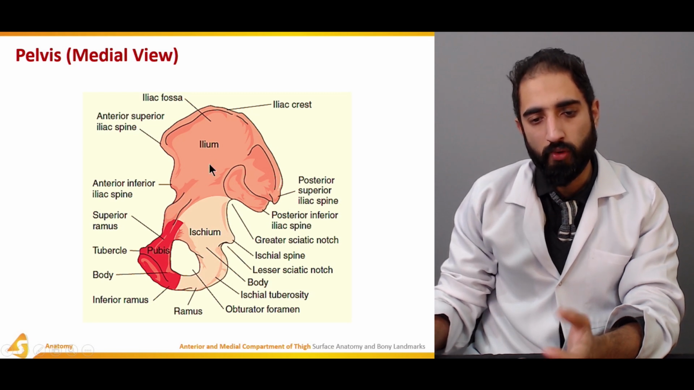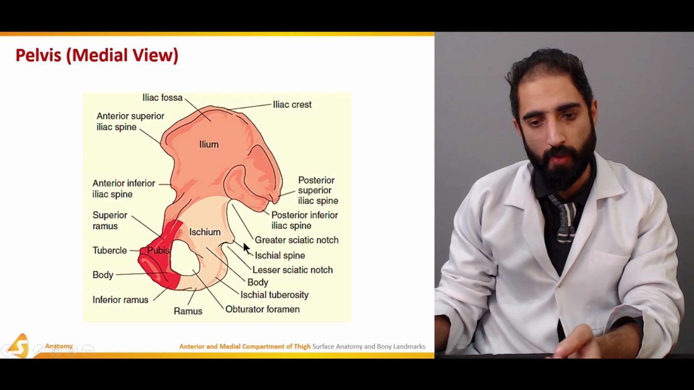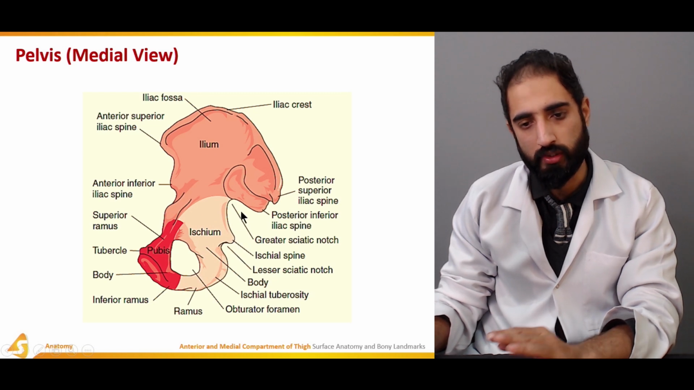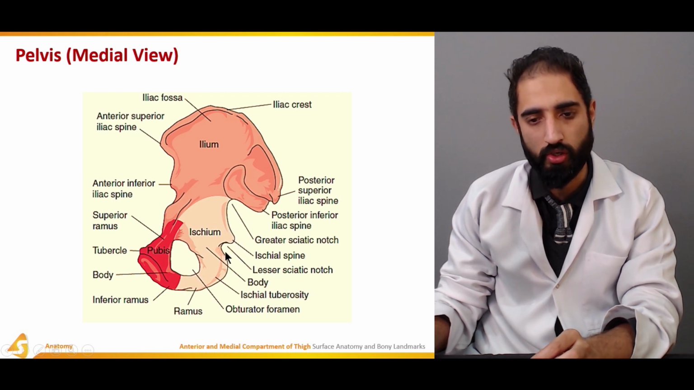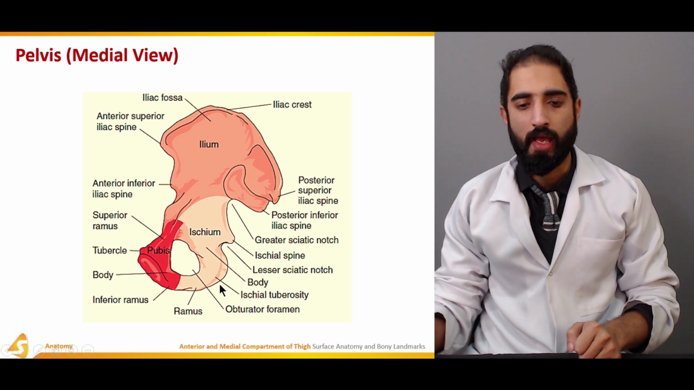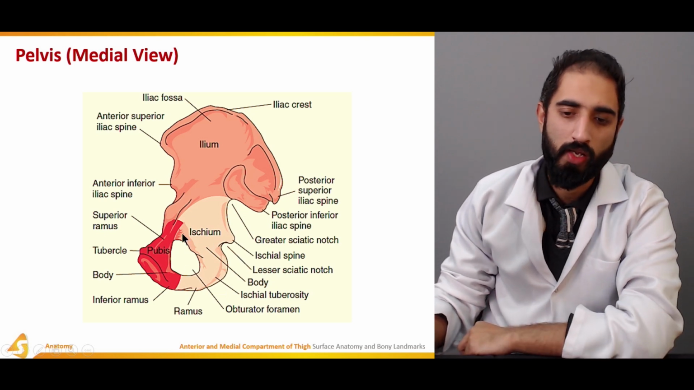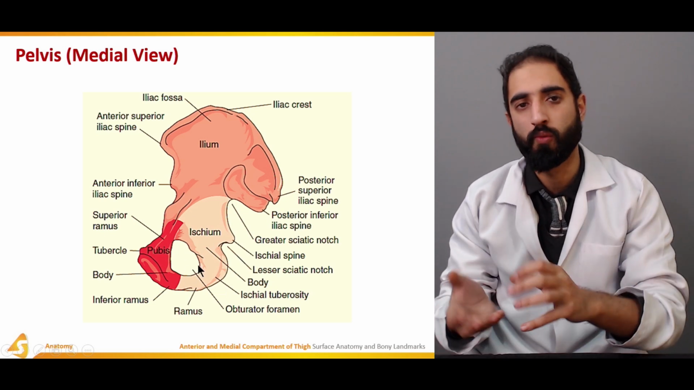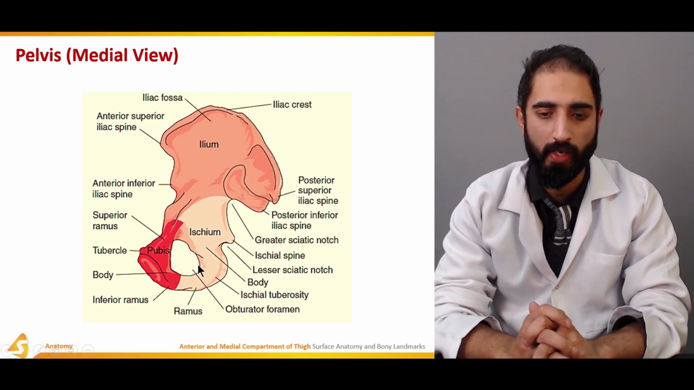Now, if we come lower down, we have once again the ischium and the ischial spine, which is demarcating the greater sciatic notch and the lesser sciatic notch. And once again, we can see the body of the ischium and the ischial tuberosity on which we sit. And this circle here is the obturator foramen, which is visible from both the medial and lateral aspect.